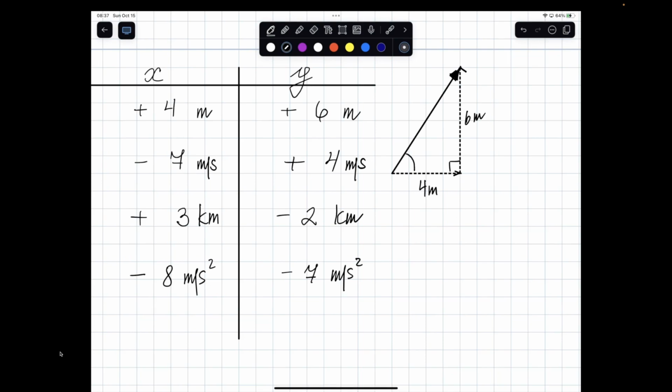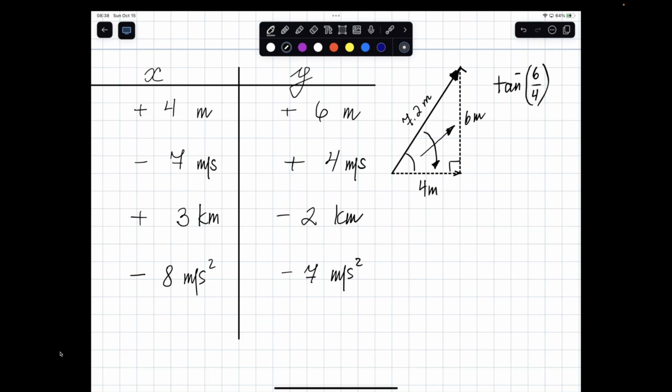Now, what do I do to figure out the magnitude? I use the Pythagorean theorem, right? That is the root of 16 plus 36. That gives me 7.2 meters. And then, before I answer in full, I need to also figure out the angle. Now, since this is tangent, I'm going to technically, if I know 7.2, I can figure out sine, cosine. So inverse tangent of 6 over 4. That's what you're going to put into your calculator.